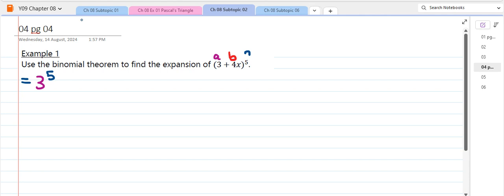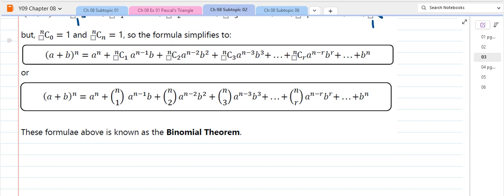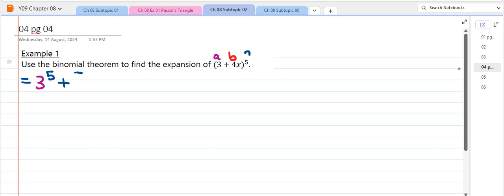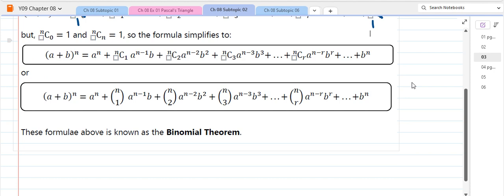For the next term, you just have to use the combination, nC1, so your n is 5. So 5C1, and then your A, which is 3, will be to the power of what? Your power for A will decrease, so this is power 4. I can double check in the formula, n minus 1, so this is decreasing. But you can see B is increasing, B to the power 1, 2, 3, and so on.